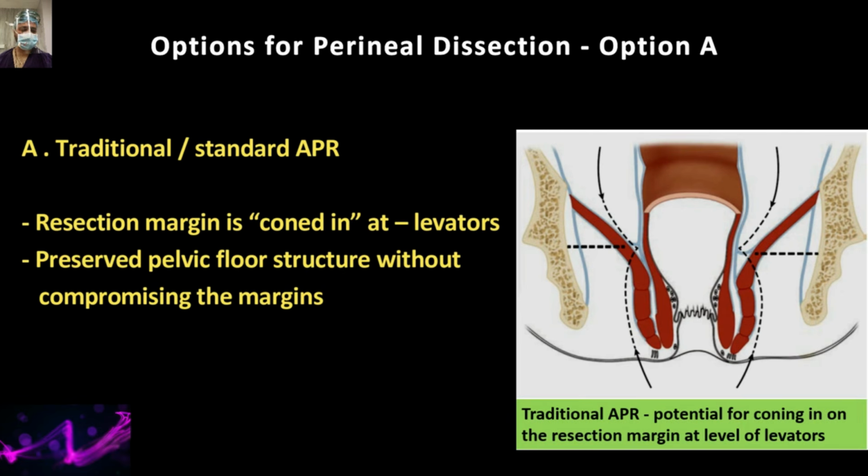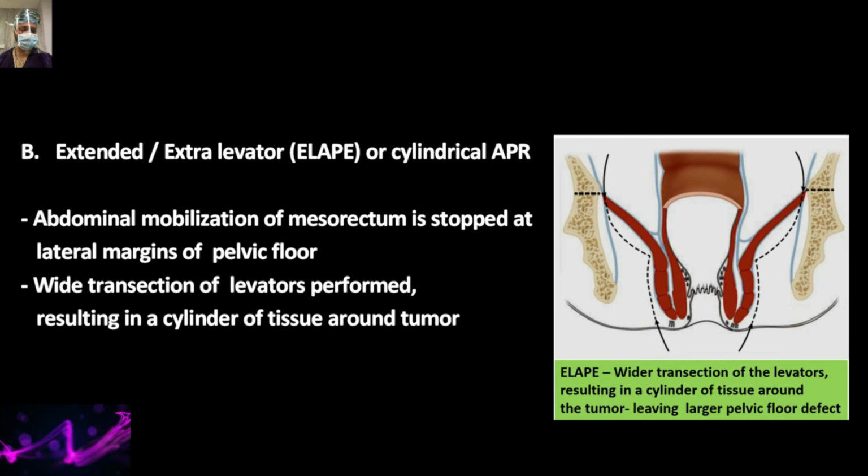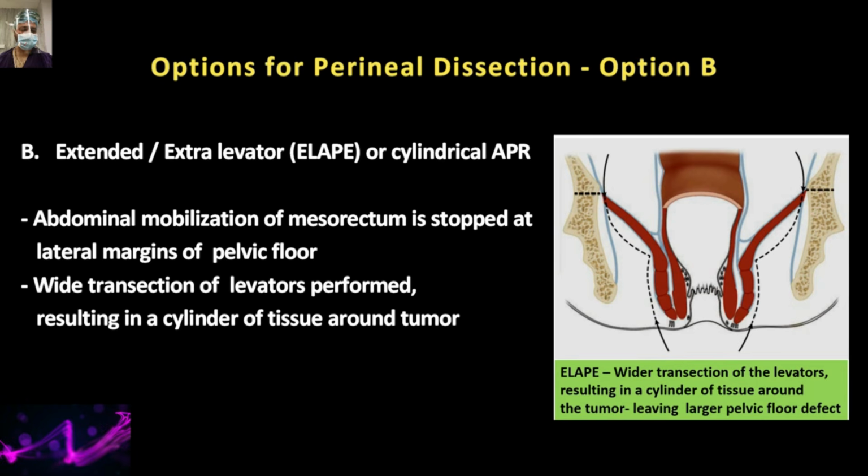So basically our aim should be that we take out the specimen without compromising the margin. A negative circumferential resection margin, CRM, is the ultimate aim. So option B is extended or cylindrical APR, or extralevator abdominoperineal excision. As given in this line diagram, abdominal mobilization of the mesorectum is stopped at the lateral margin of the pelvic floor. So as we reach the pelvic floor, we dissect the pelvic floor along with the specimen. There is a wide transection of levators performed, resulting in a cylinder of tissue around the tumor. It avoids the coning at the level of the pelvic floor.